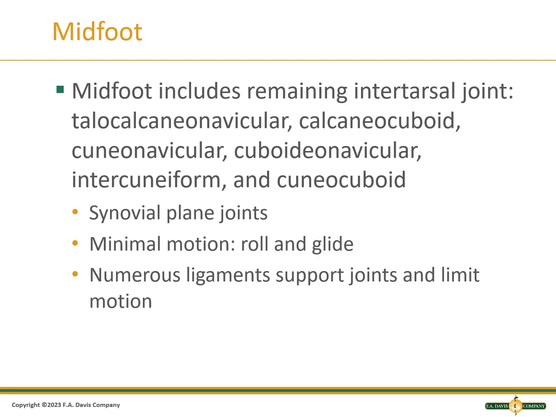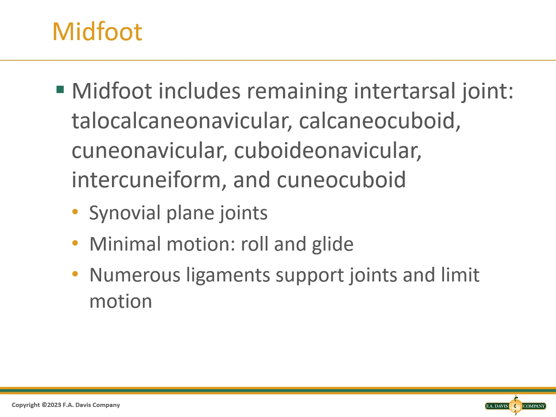The midfoot includes the remaining intertarsal joints, so the talocalcaneonavicular, the calcaneocuboid, the cuneonavicular, the cuboid-navicular, the intercuneiform, and the cuneocuboid joints. So all of those midfoot bones articulate with one another, and they have these different articulation points that sometimes we need to just look at joint play for motion of the foot, depending on what deficits the patient is experiencing.